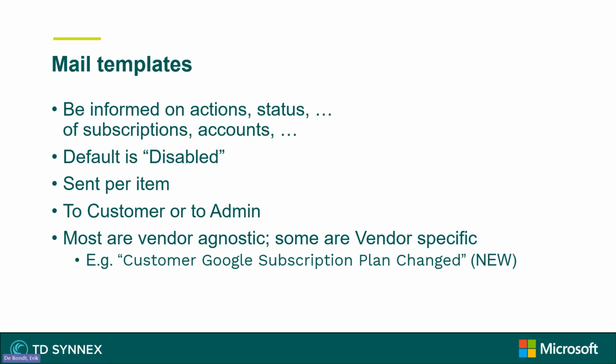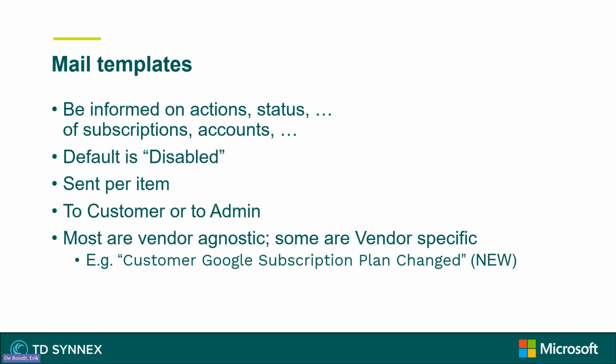For instance, a subscription is going to be renewed. You can get a warning that the subscription is going to be renewed. Default templates are disabled to avoid too many mails being sent out. Percent per item. If a customer has 5 items that will expire or renew on the same day, you will get 5 emails saying this subscription will be renewed, this, and so on. You can select to send emails to the customer or to yourself. Some templates are only to yourself and not to the customer.